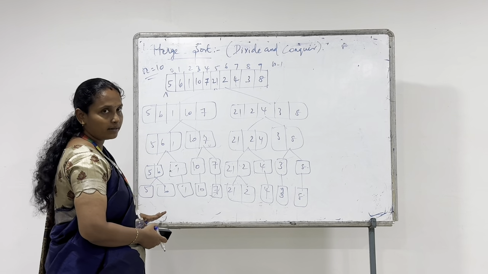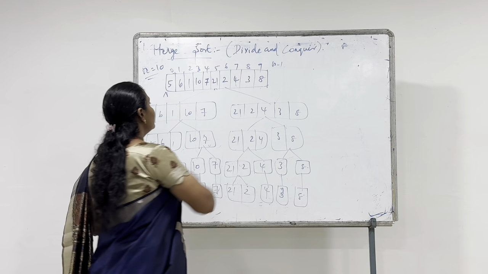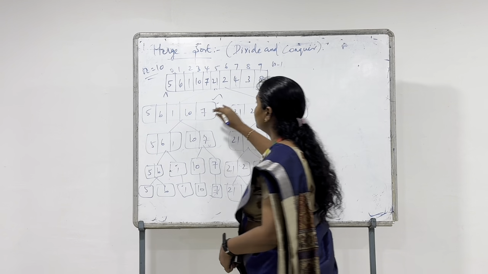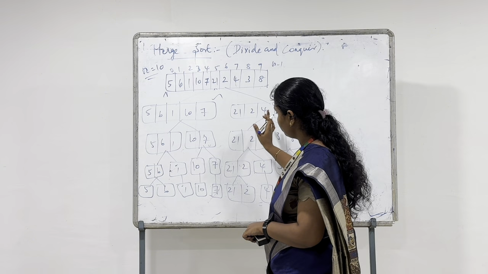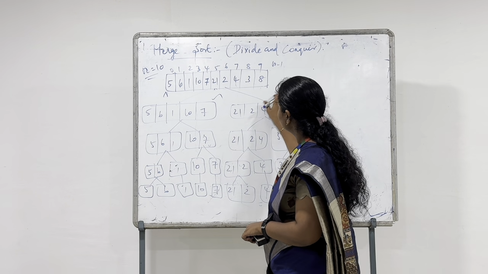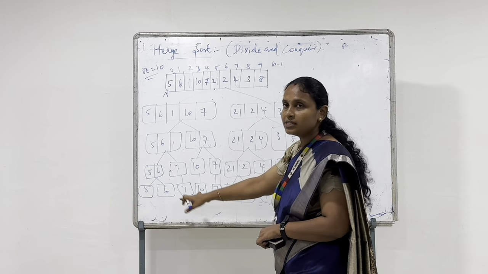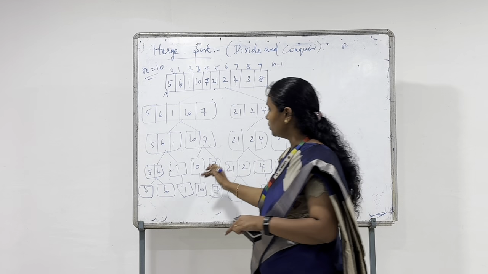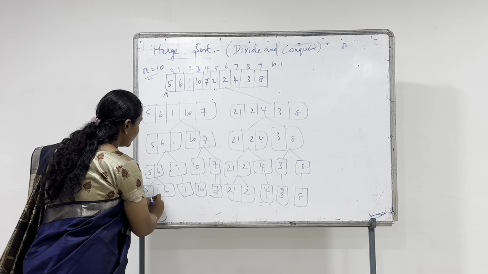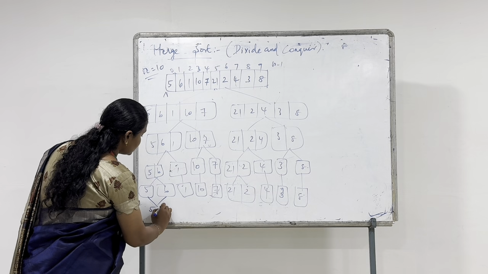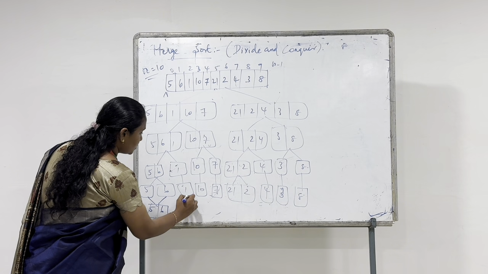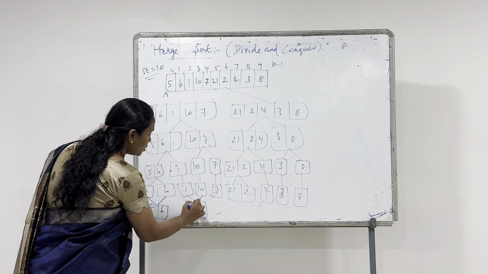So now we divide it. For example, take these two divisions, these two partitions. After dividing this, we are going to sort and merge. Okay. 5 and 6, sort it and merge. 10, 1 and 10, sort it and merge.